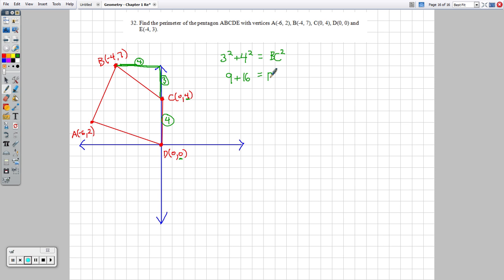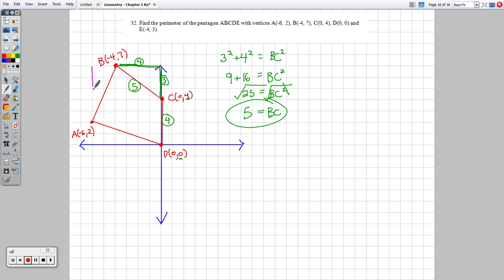So you got 9 plus 16. That's 25. Take the square root of both sides. Square roots and squares cancel. You've got 5 equals BC. So this one worked out pretty nice. That's going to be this value right there.